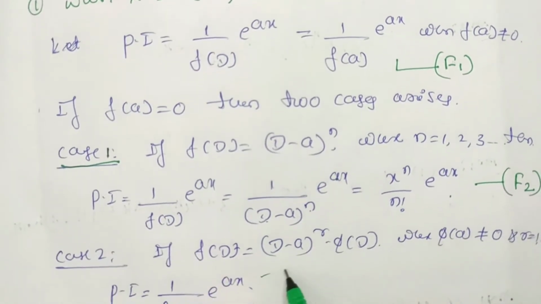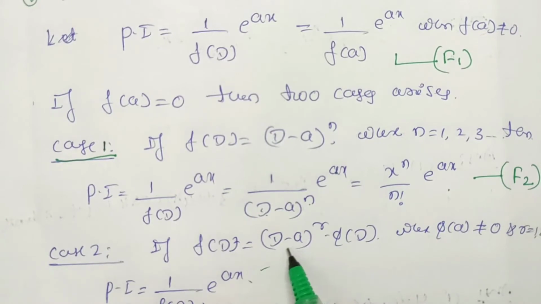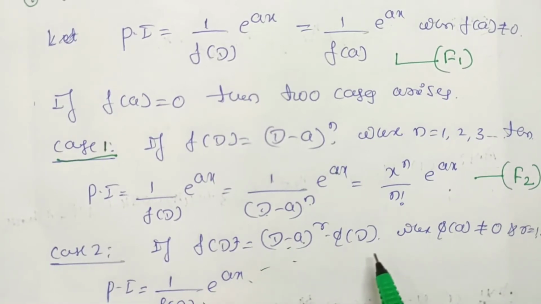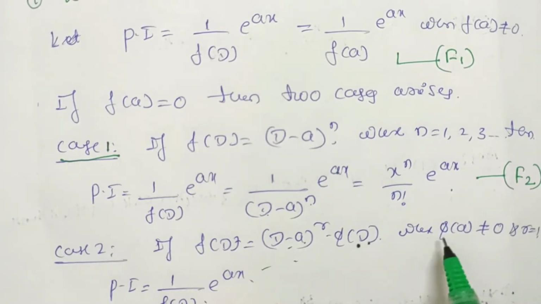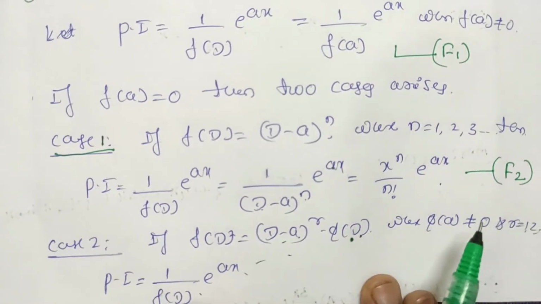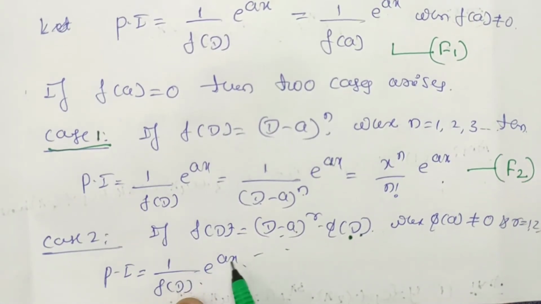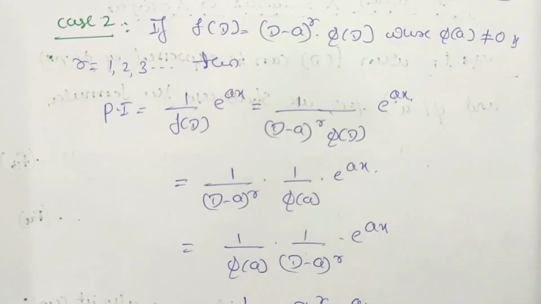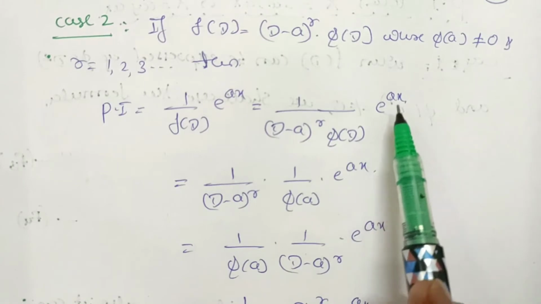If f of D is (D minus a) raised to r into phi of D, then one term becomes 0 after substitution D equals a, and the other term will not become 0. So we have phi of a not equal to 0 after substitution D equals a, and r equals 1, 2, 3 etc. Now the particular integral of 1 by f of D e raised to ax will be 1 by (D minus a) raised to r phi of D e raised to ax.